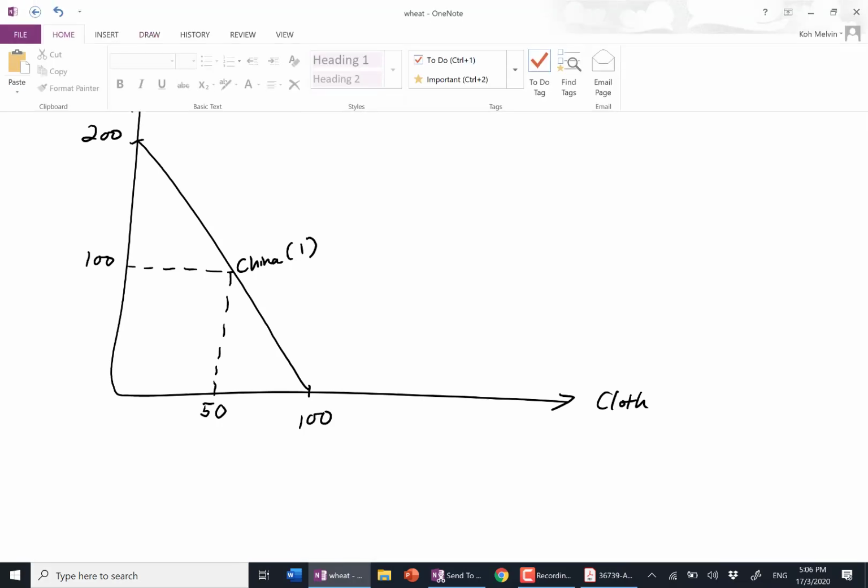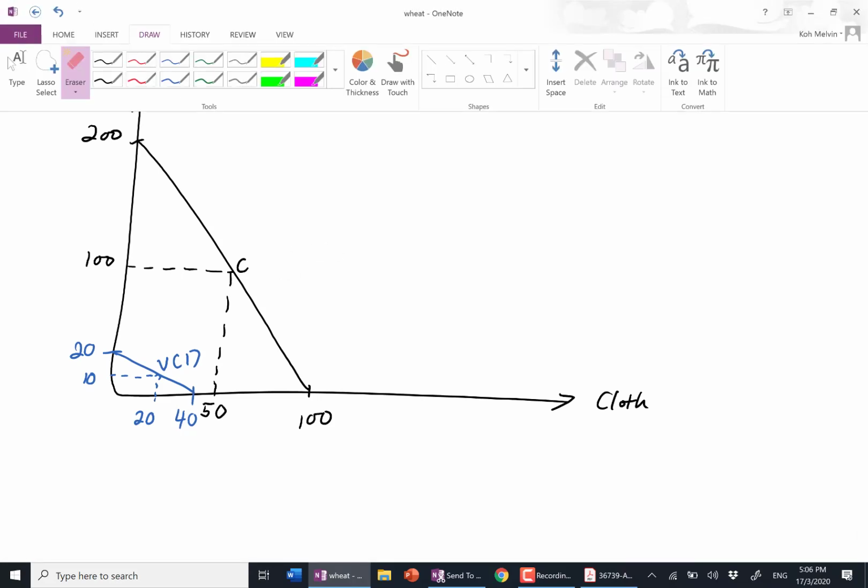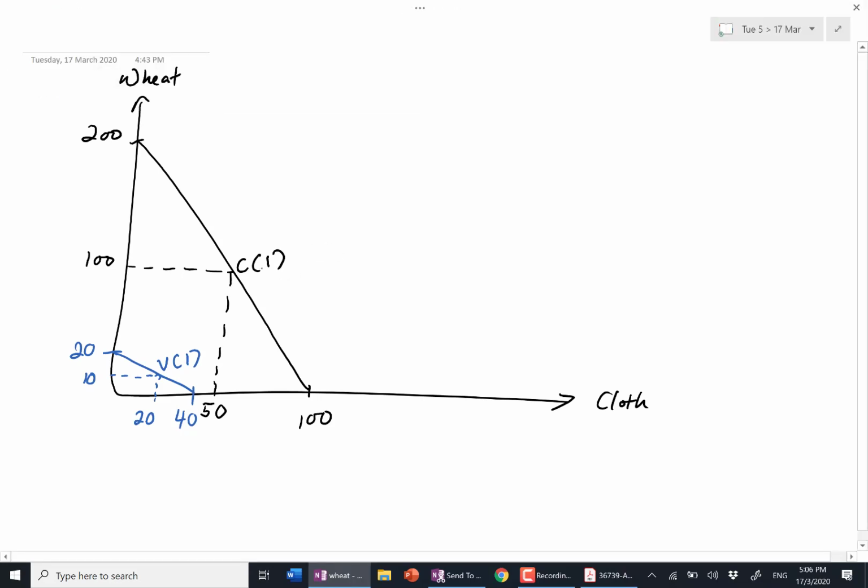Vietnam, on the other hand, is here. Squiggly line, and make it straighter. Vietnam can produce 40 or 20. But Vietnam is currently at 10, 20. So this is Vietnam 1. China 1, I'll just put C1 to save space. Okay. So I've just shown you how table 1 is represented here.